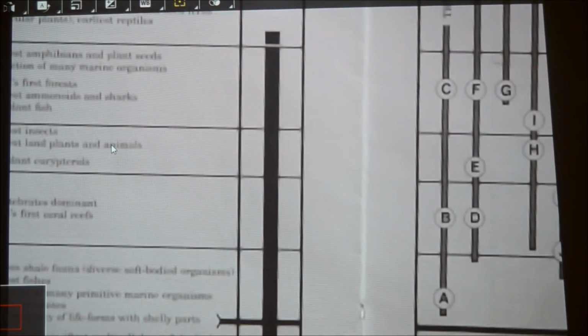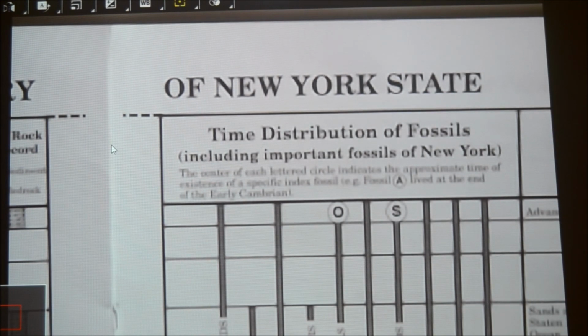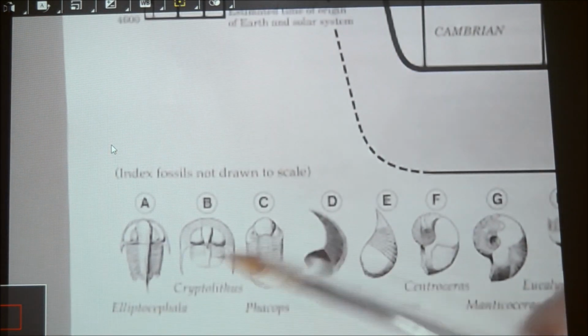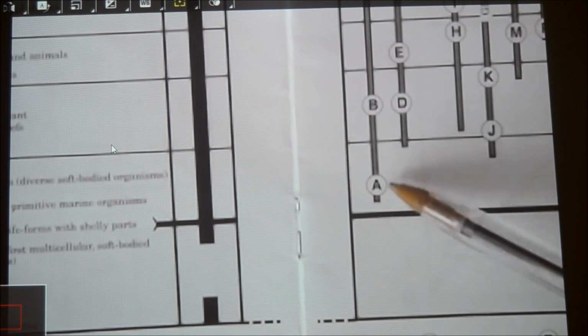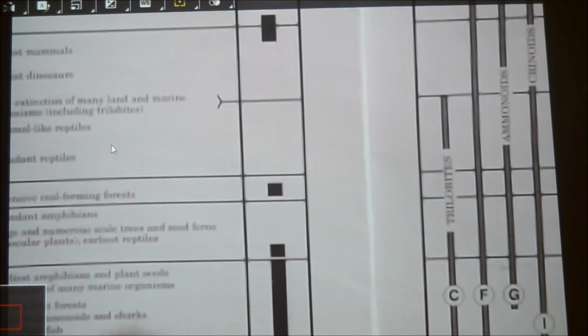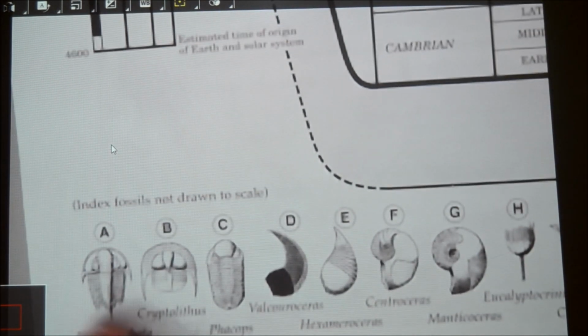So if I come over here, I'm going to speed you over to page 9. So do you see the line that says trilobites? Because right now I'm in time distribution of fossils, including important fossils in New York State. So my family name is trilobites. Letters A, B, and C correspond to the letters at the bottom. These three are my trilobites. Letter A, organism A, if I read over, occurred during the Cambrian period. Letter B, organism B, was during Ordovician. And letter C, reading over, during the Devonian.